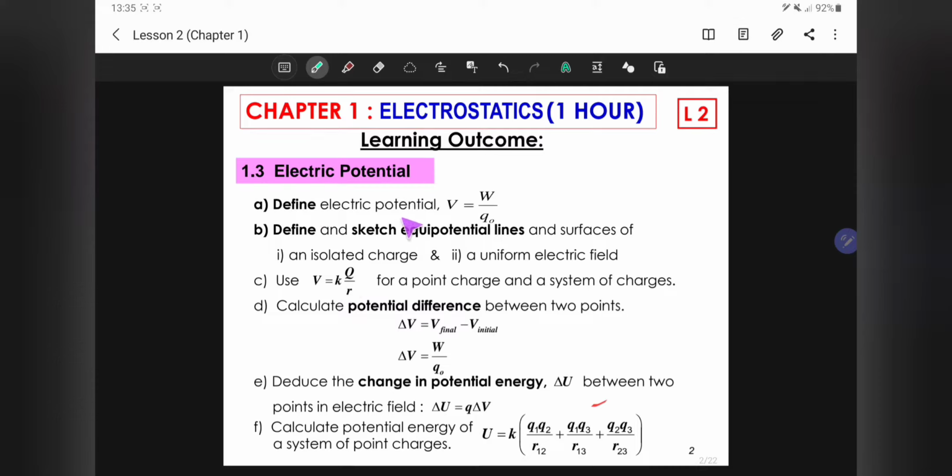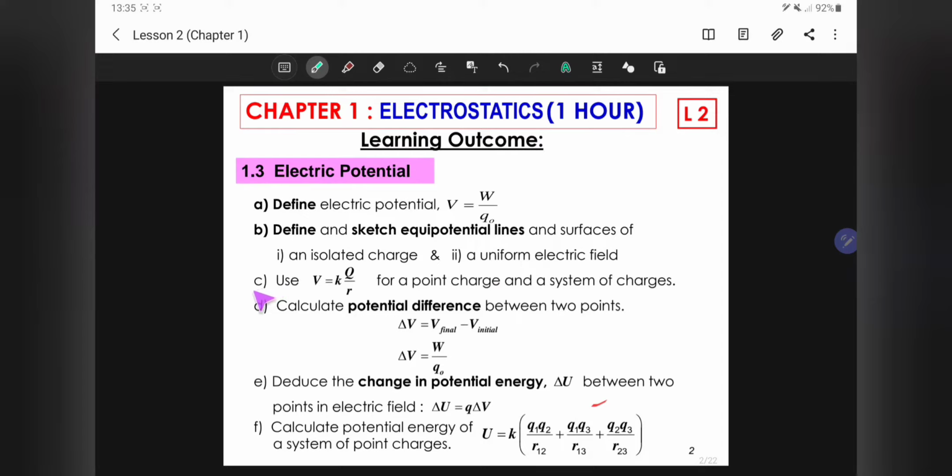define electric potential where the symbol is V. And this is the equation. And then students should be able to define and sketch equipotential lines and surfaces of an isolated charge and a uniform electric field. So we have two different situations, for any isolated charge, and also for a uniform electric field situation.